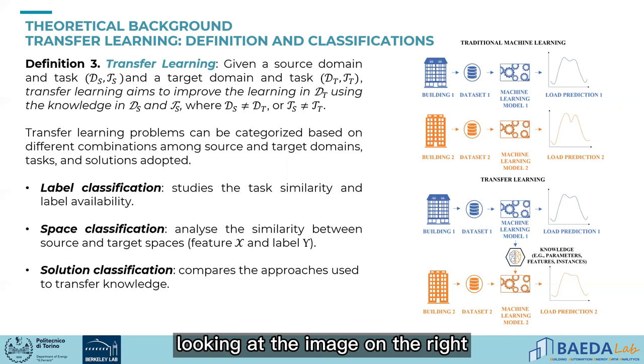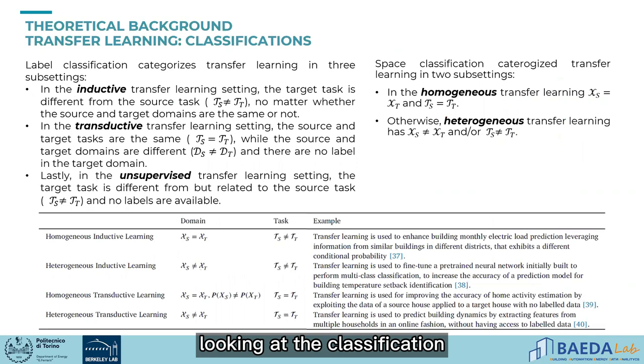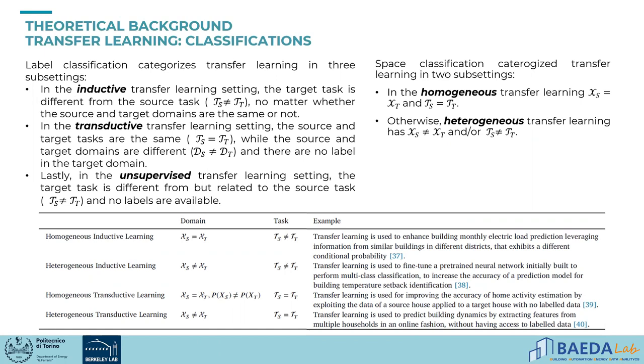Looking at the image on the right, you can see that transfer learning may exploit a machine learning model for a specific building in order to improve the performances on another building. Looking at the classification, we can see that the label classification is further divided into three subsettings. In the inductive transfer learning setting, the target task is different from the source task, no matter whether the source and target building are the same or not, and no assumption on label availability is made.